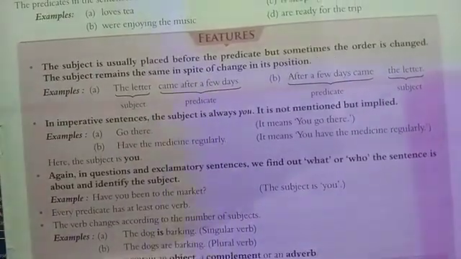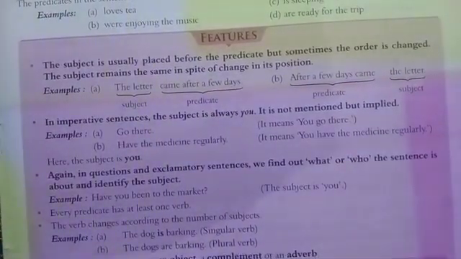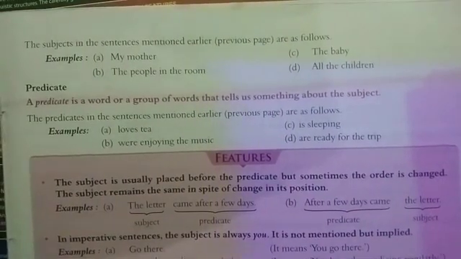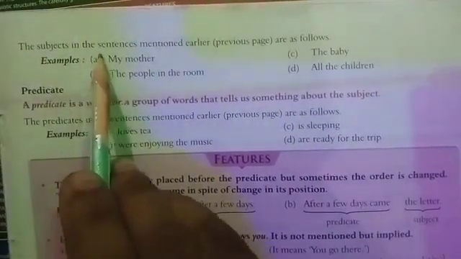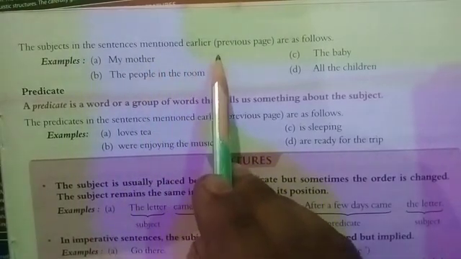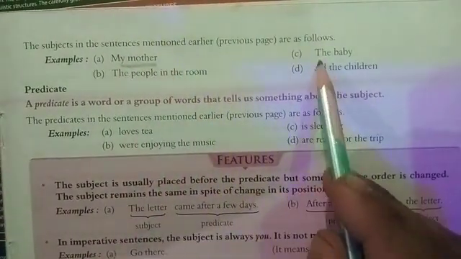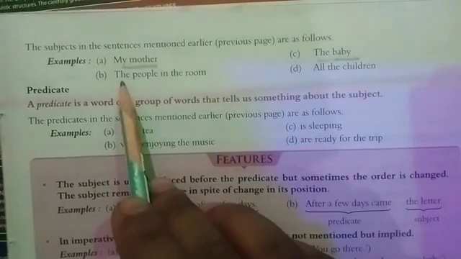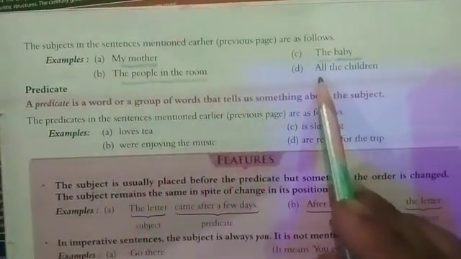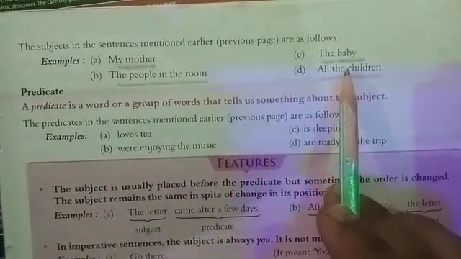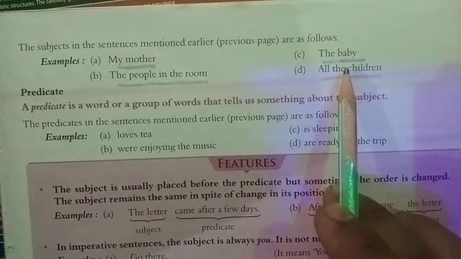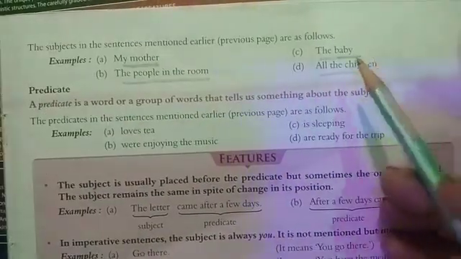Next page, let us move. In the next page you can see the subjects in the sentences mentioned earlier in the previous page as follows. The subject is my mother, the subject is the baby, the subject is the people in the room and all the children. Here 4 subjects are there as these were mentioned in the last page, page number 8.